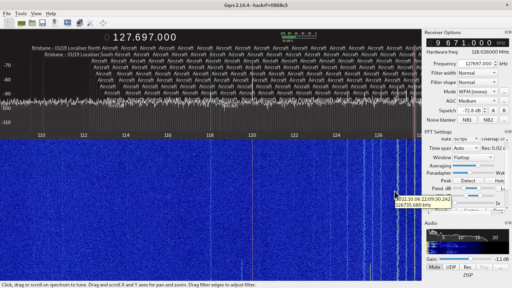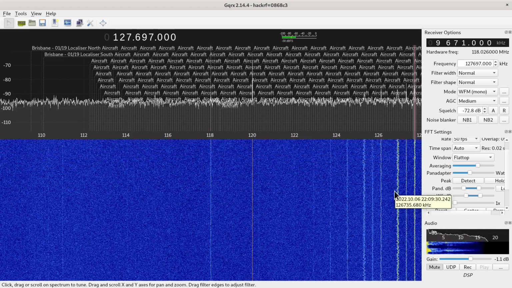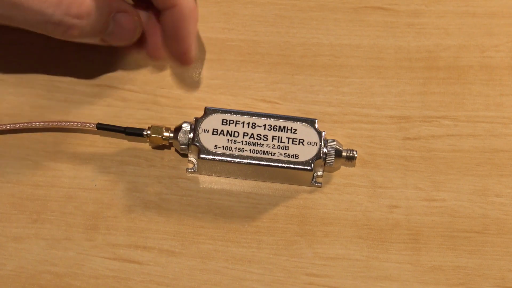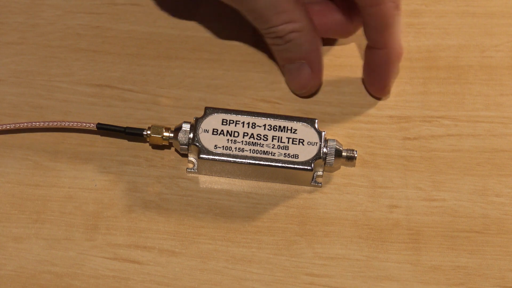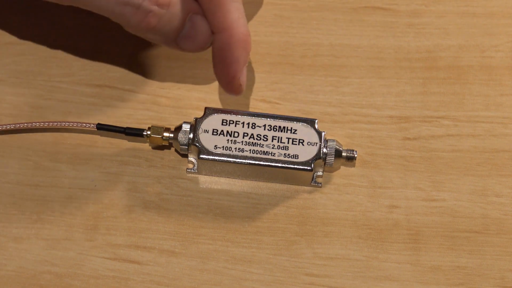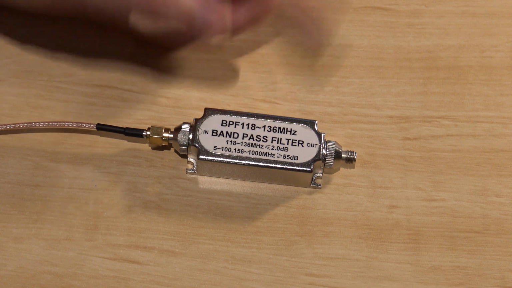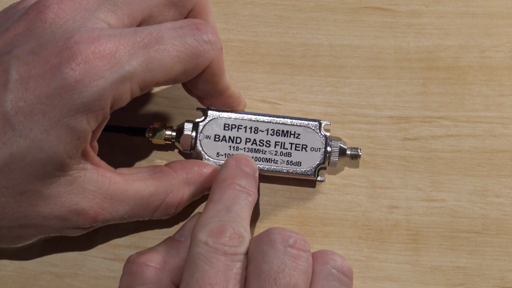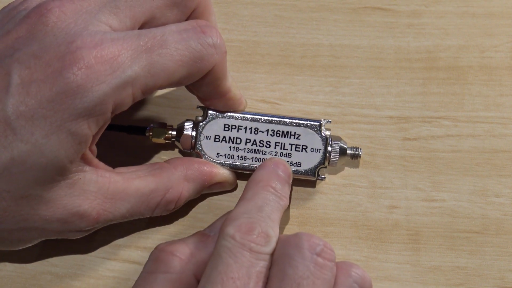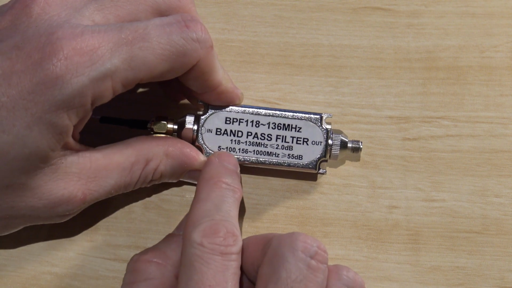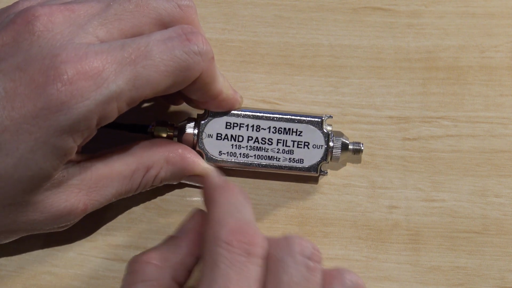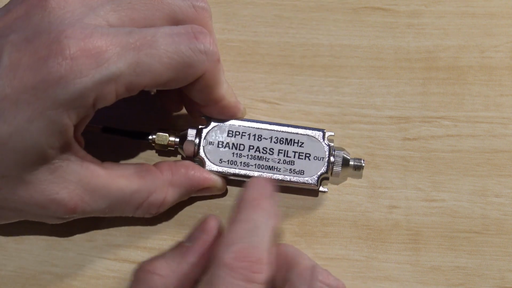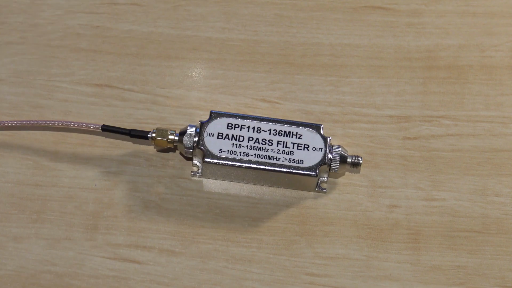But you can see that's a problem if you're using this sampling with aliases. So the way to get around that is simple. I have a filter here. So it's a bandpass filter, which means only a certain amount of the RF band it will let pass. And as you can see, it says 118 to 136, which is for aircraft. And if you look really closely, you'll see from 118 to 136, it reduces it by 2 dB, so there is some loss. But anything from 5 to 100, so less than that, or above it, it's dropping by 55 dB. So I'm going to put that in before the HackRF and show you what happens.